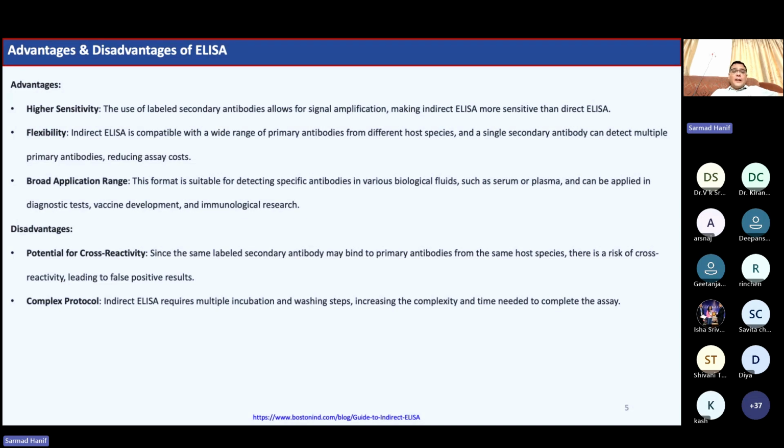The other advantage is flexibility, which says that the primary antibodies may be different for different host species. It may be different for Hib, Haemophilus influenzae type B, or for Neisseria meningitidis. But if you are having an animal model which is mice, the secondary antibodies can detect multiple primary antibodies.